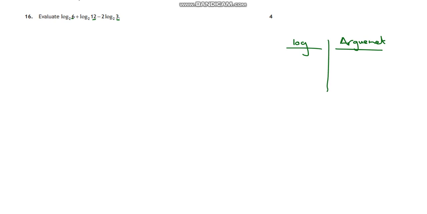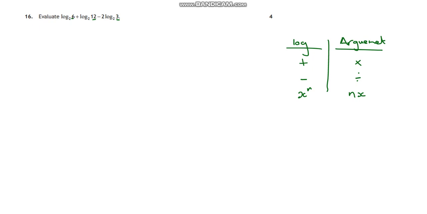Right. So for logs, if we add the logs, we multiply the arguments. If we take the logs away, we divide the arguments. And if we have a power on the log, so I'll say that's like x to the n, we can rewrite that as n log x. We can pull the power down. So that's what you should think of.